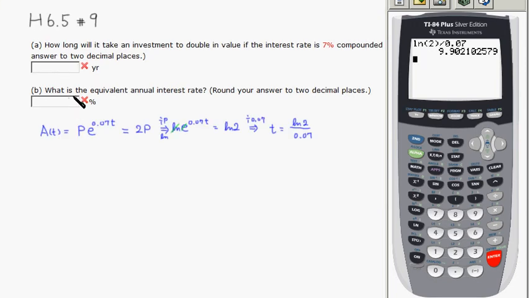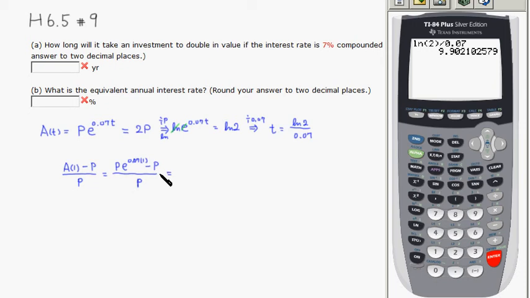And what is the equivalent annual interest rate? With this interest rate, after 1 year, I'll do A of 1, which is the amount after 1 year, and the initial amount is P, so I'm going to subtract P from that. Since you want the interest rate, divide by P, then multiply by 100. We can do that later. So this is going to come out to be P e to the 0.07 times 1, because it's after 1 year, minus P, over P.